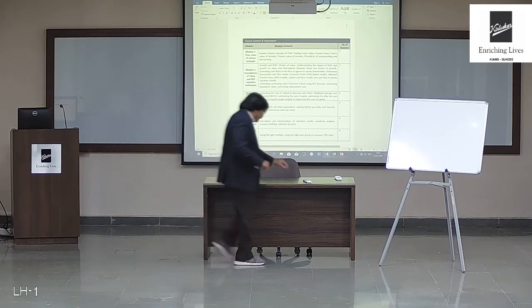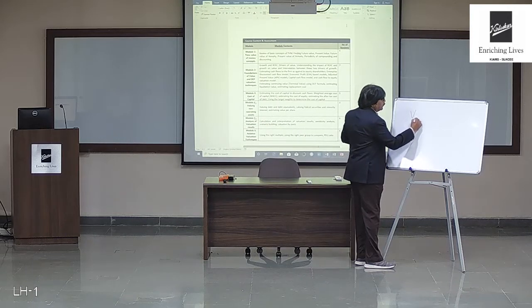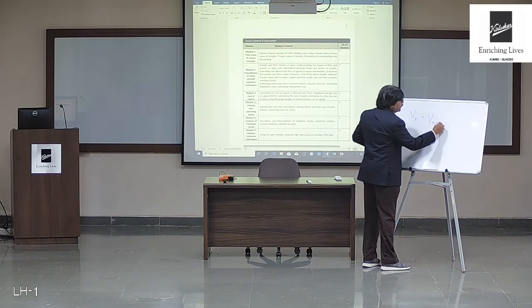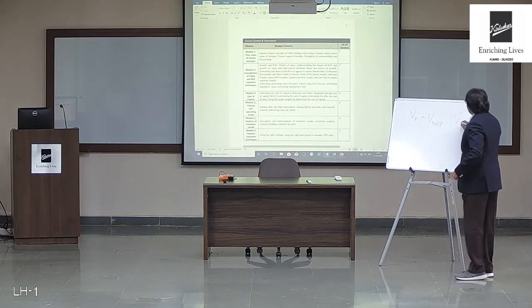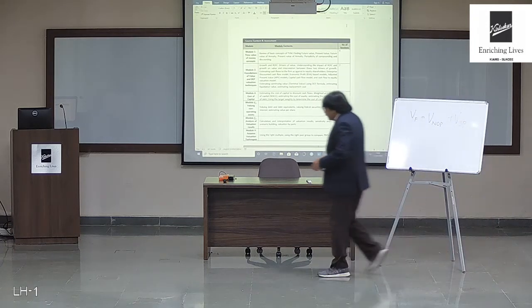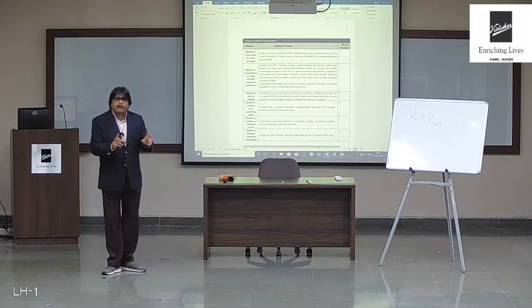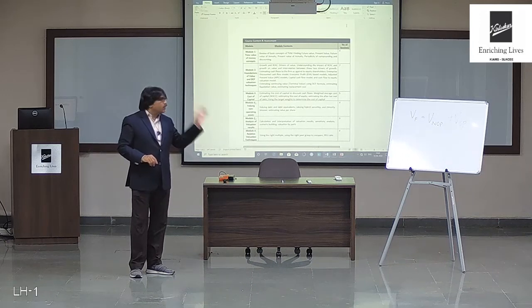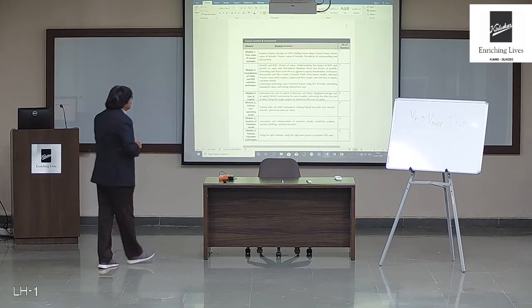So for example, I could write it here that the value of the firm is equal to the value of the non-operating cash flows plus the value of the operating cash flows. So we know that in order to arrive at the value of a firm, we need two components: one is the value of the operating cash flows and the other is the value of the non-operating cash flows.